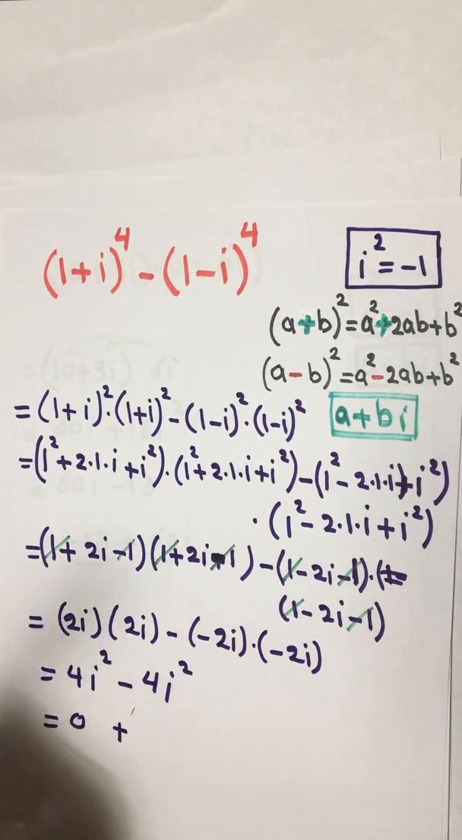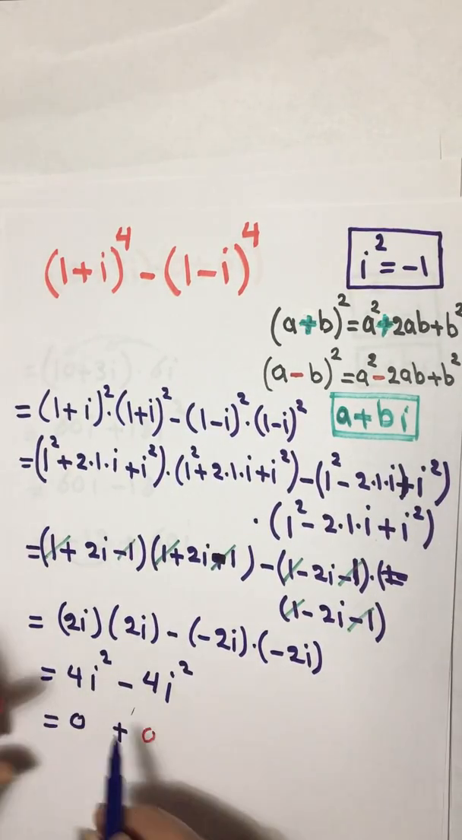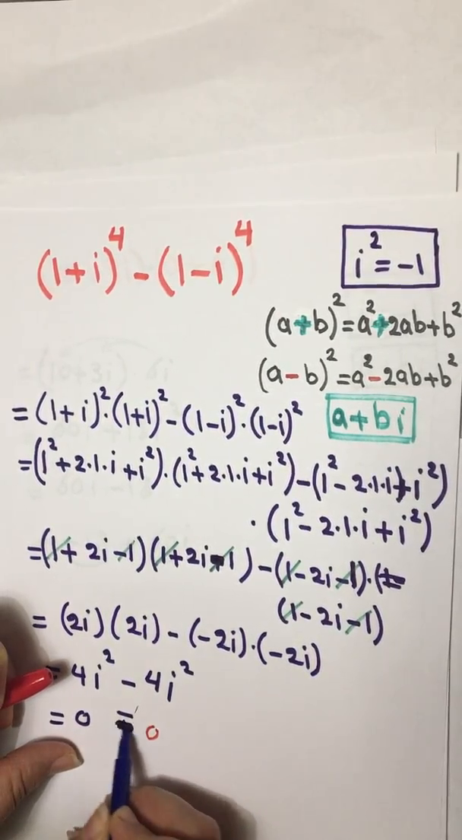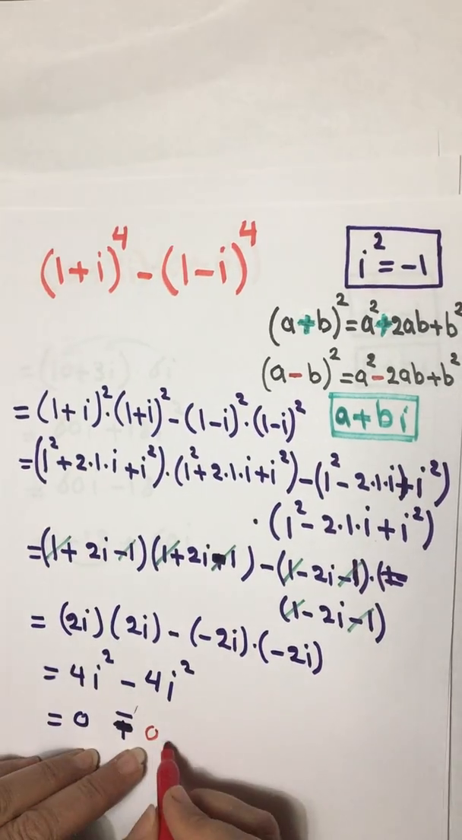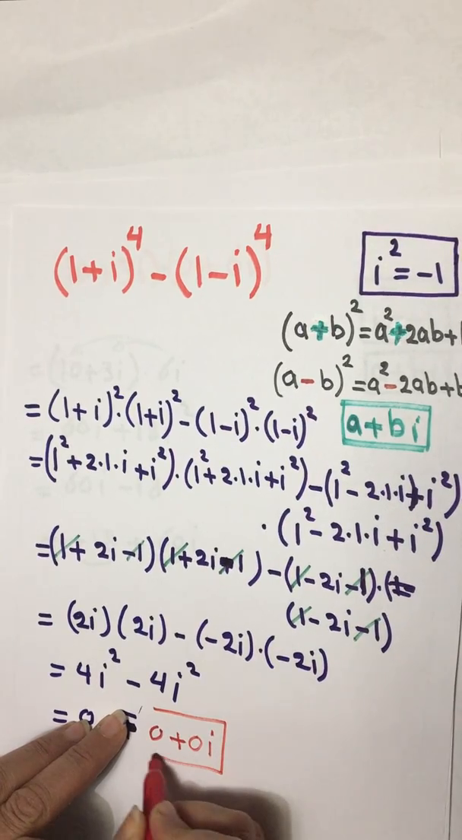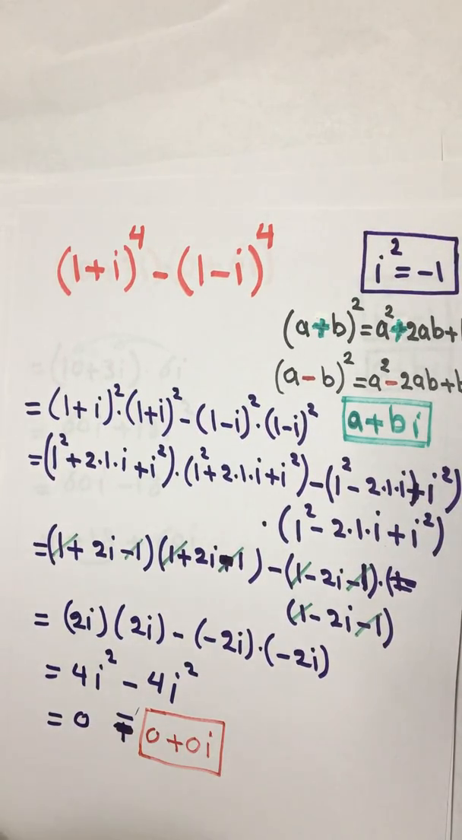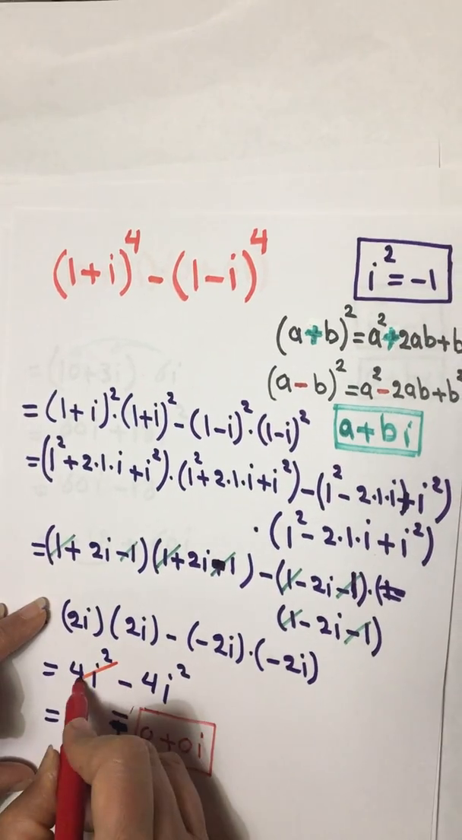0 is a complex number which equals 0 plus 0I, which is a complex number. Cancel out these two.